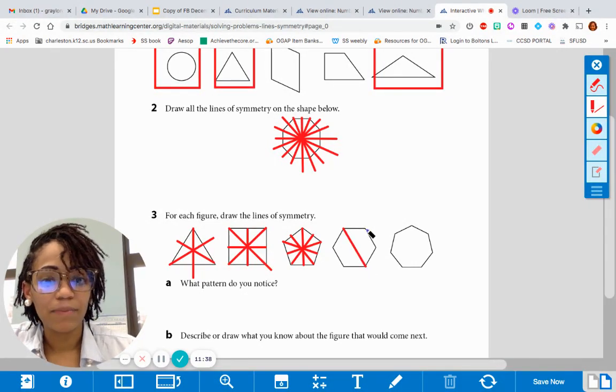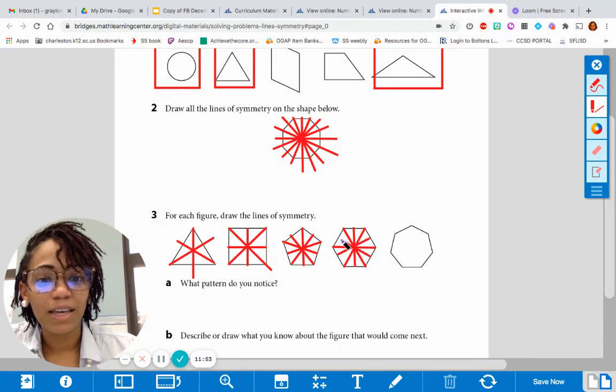Let's see. 1, 2, 3, 4. What else? Yeah. 5 and 6.